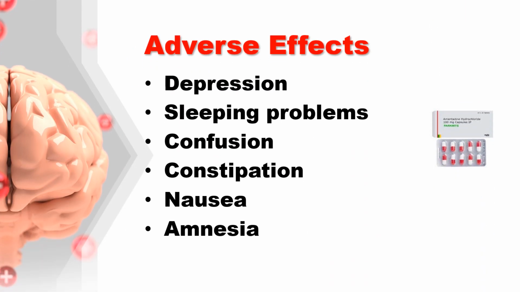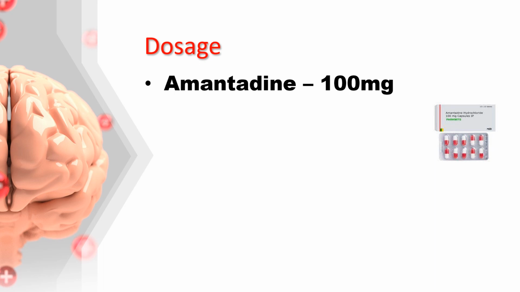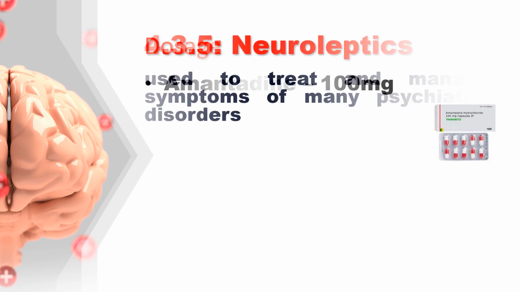The adverse effects that arise by using amantadine for longer days are depression, sleeping problems, confusion, constipation, nausea and amnesia, which means memory loss. The dosage of amantadine is 100 milligrams.